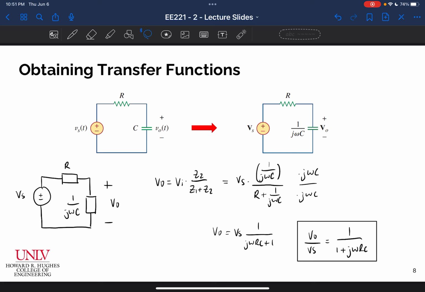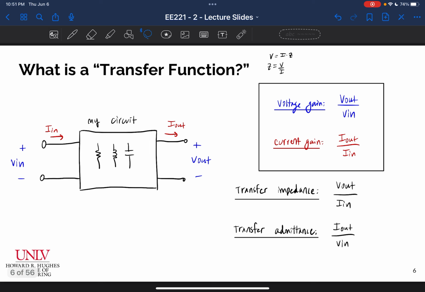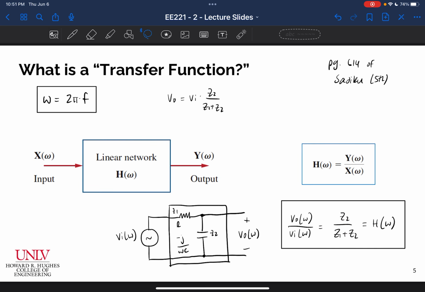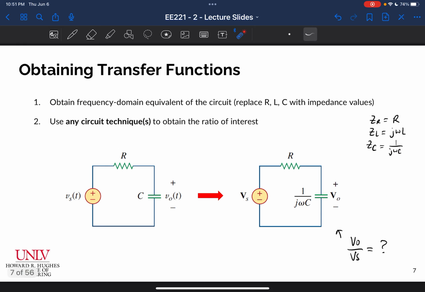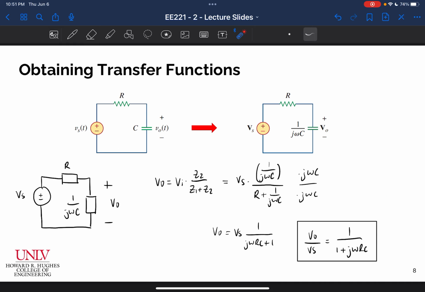So we figured out how to obtain the transfer function for this circuit, and that's pretty straightforward. Again, remember that when we looked at this slide back here, it said that our transfer function would be some function of omega, or the frequency, right? H of omega. It's going to be some ratio of the output to the input, and we're going to end up with some function of omega. Well, of course, if we look at this expression, it is a function of omega. It's also a function of R and C, which are constant values.